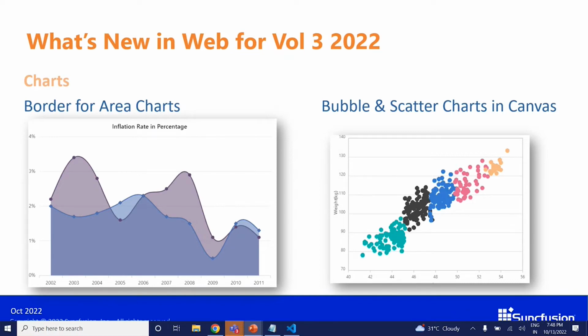And to the chart component, border support has been added for the area chart types. So there are other area chart types like spline area, stacked area, like that. For all the area chart types, now the border support has been added. So you can see the thick line that acts as a border for the area chart. And now you can render the bubble and scatter charts in canvas mode.